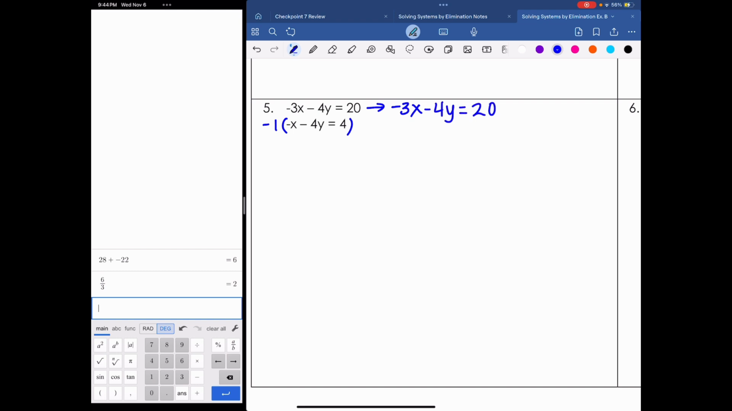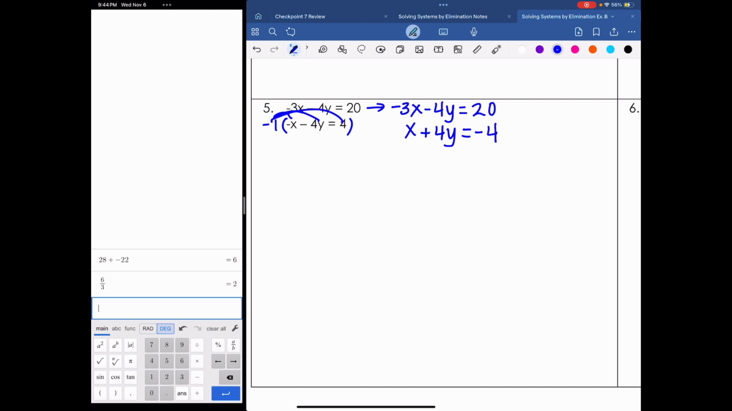And like I mentioned, we're going to multiply everything in the bottom equation by -1. So -1 times -x is a positive x. -1 times a -4y is a positive 4y. Now this equals -1 times 4, which is -4.